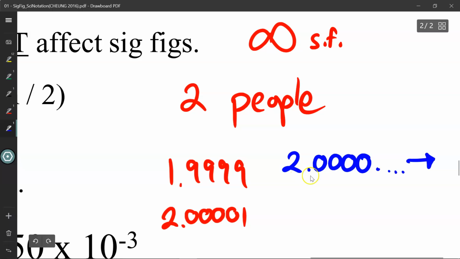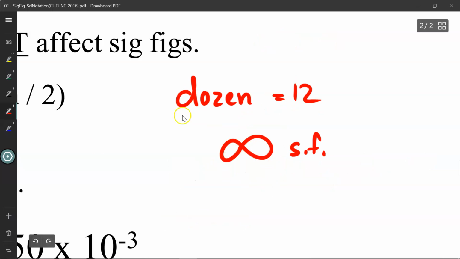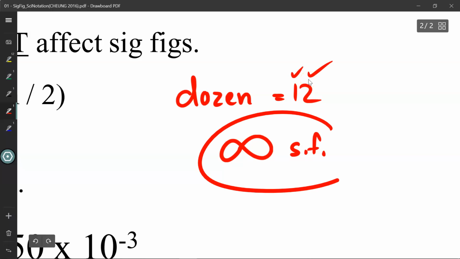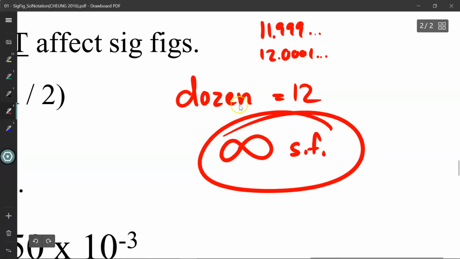So that's why this one is an infinite significance, so we don't have to worry about this one impacting our calculations. The same goes for defined numbers, like the word dozen. The word dozen means 12. But that's not 2 sig figs, it's infinite sig figs. Because when I use the word dozen, I don't mean 11.99999, I'm just rounding up, or 12.00001, I'm rounding down. A dozen is exactly 12, 12.00000 forever.